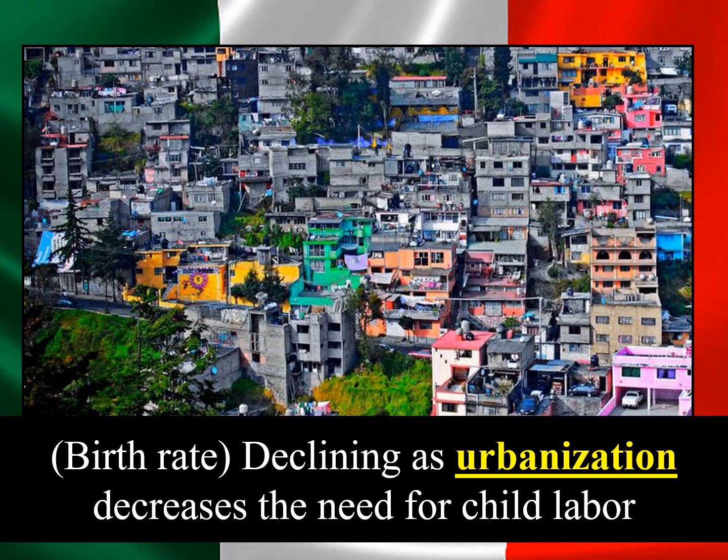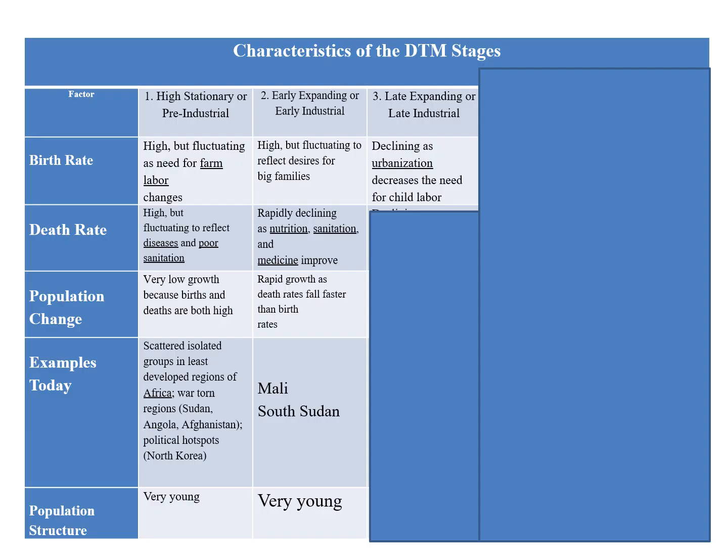Stage 3 of the demographic transition model. Stage 3 is when we start to see the birth rate come down because of urbanization and the decrease for child labor.